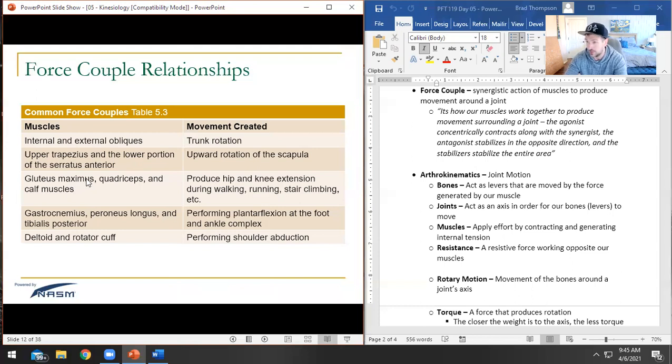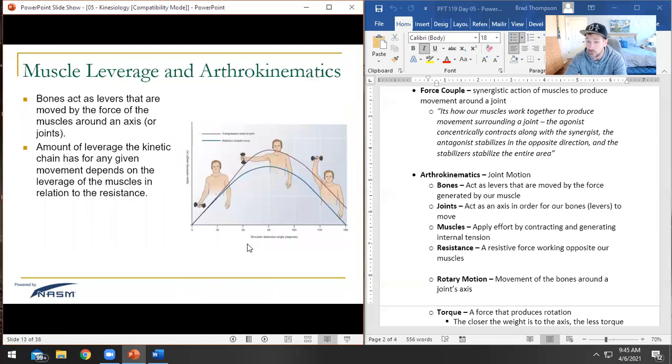Your glutes have the hip flexors in the front. Your quads have the hamstrings in the back. Your calves have your tibialis muscles, your shin muscles, in the front. And then we can see that right here. So these muscles are all working together. This is creating extension. This is creating ankle movements. And then we see the deltoid and the rotator cuff creating your shoulder movements, the example that we kind of gave. So that's what we're looking at with force couples.